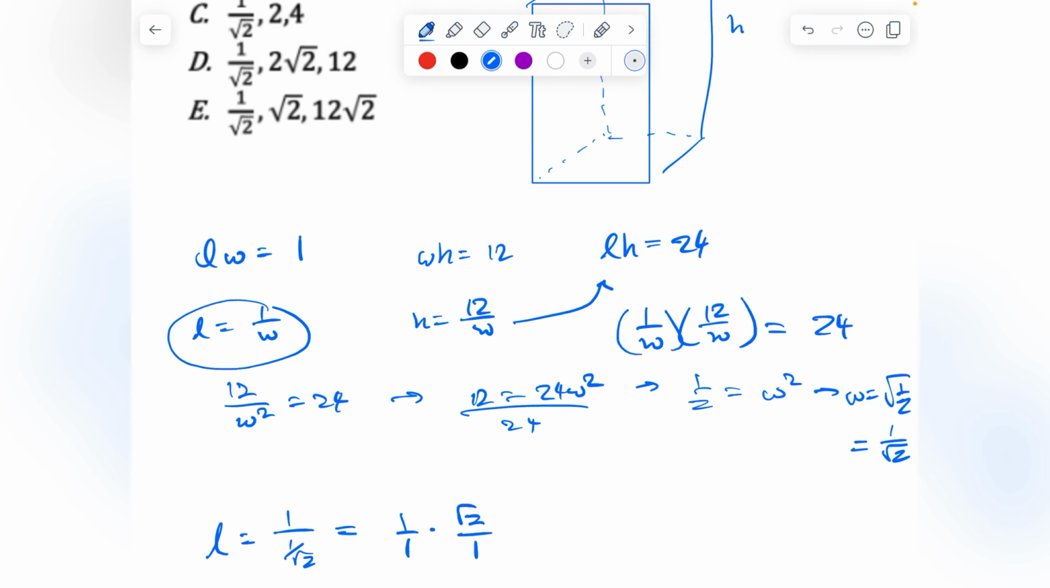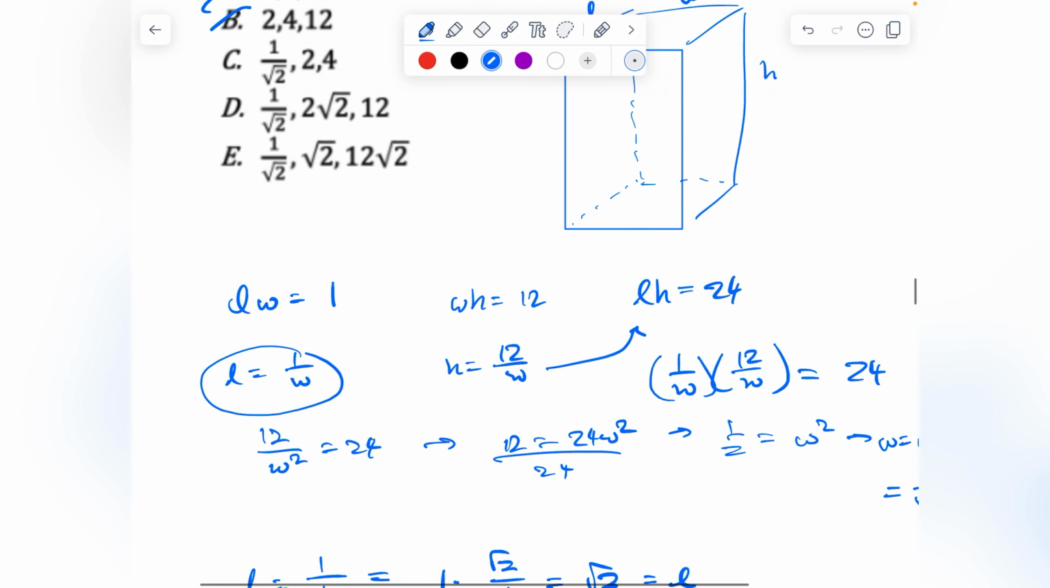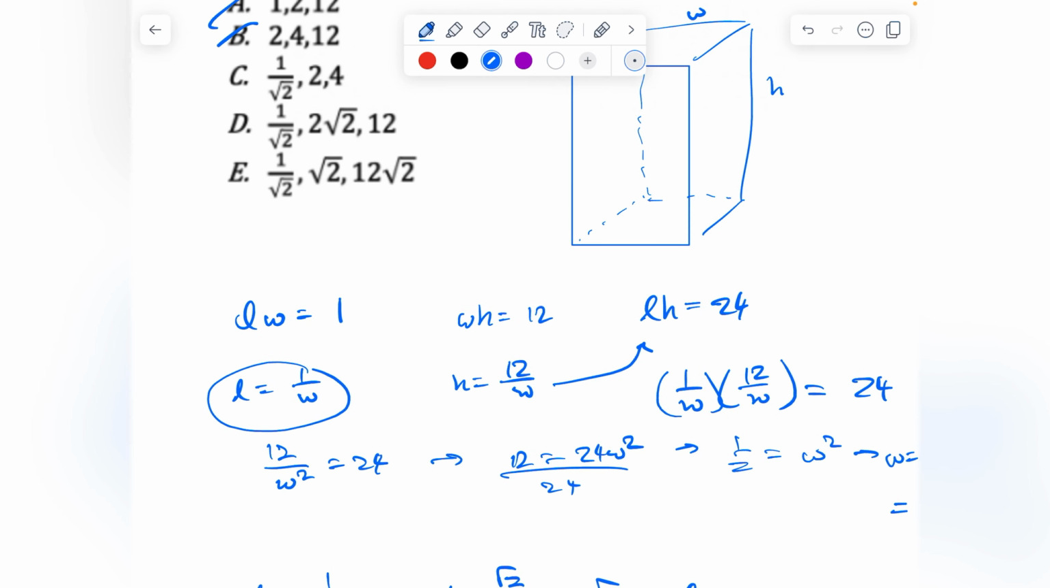Dividing a fraction is just the same as multiplying by the reciprocal, right? So just to make it simple, you can think of it this way too. Dividing by 1 over square root of 2 is the same thing as multiplying by square root of 2 over 1, which is just square root of 2 is equal to L. So I need to have a 1 over square root of 2 and a square root of 2, which means your answer has to be E.